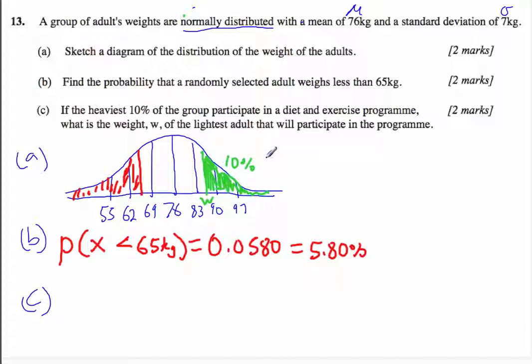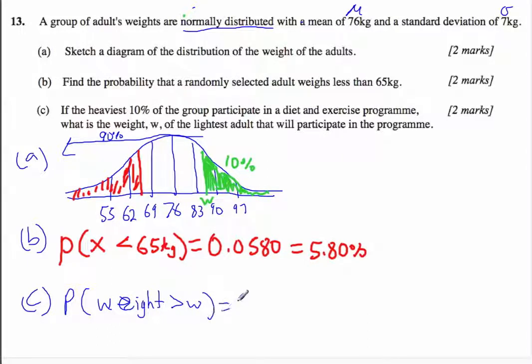We're going to use inverse normal on our calculator, but you can't use your calculator to type in 10% to get the answer. You have to look at how much is less than W. So less than W, we have 90% of the data is less than W. So we're given the probability that the weight is greater than W is 0.1. That's the same thing as saying the probability that the weight is less than W is 0.9.